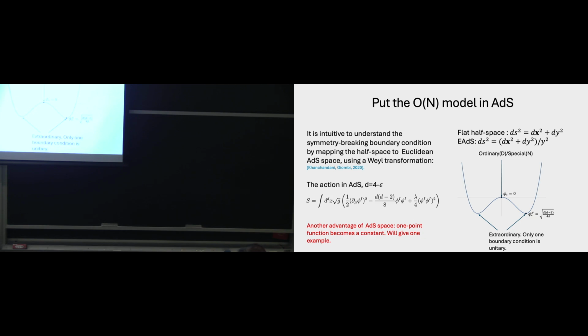Delta is the dimension of O, and to define an operator in AdS, this is an operator in AdS. That's why it's a constant. This is the Weyl transformation. We will give an example of the 1-point function.